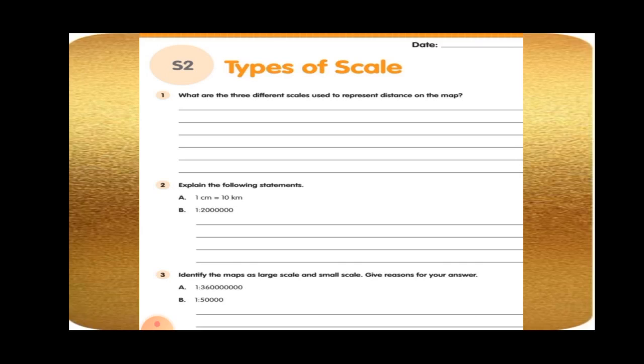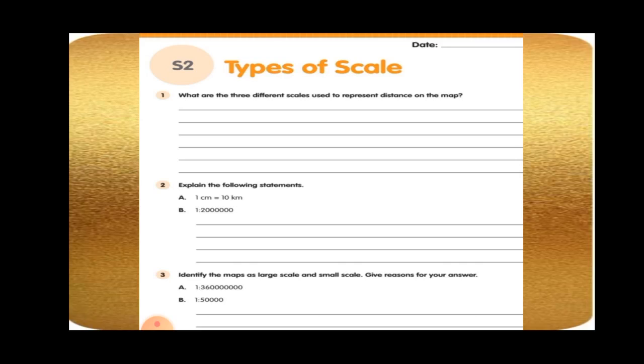Question B of question number 2. 1 is equal to 20 lakh. What does it mean? It means that 1 centimeter on the map represents 20 lakh centimeter on the ground. It is represented in representative fraction scale as 20 lakh centimeter is equal to 20 kilometer. Therefore, 1 centimeter on map will represent 20 kilometer on the ground. Now, move to question number 3.